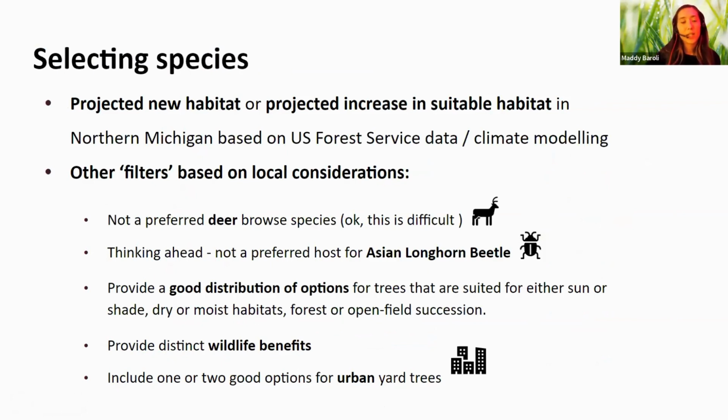this project. So really the first key consideration was using US Forest Service data and climate change modeling to determine which species are predicted to do well in our region under future climate conditions. So that was kind of our starting point. But then in addition to that, we also wanted to make sure we were selecting species that were going to have the most success in our area and with our landowners.